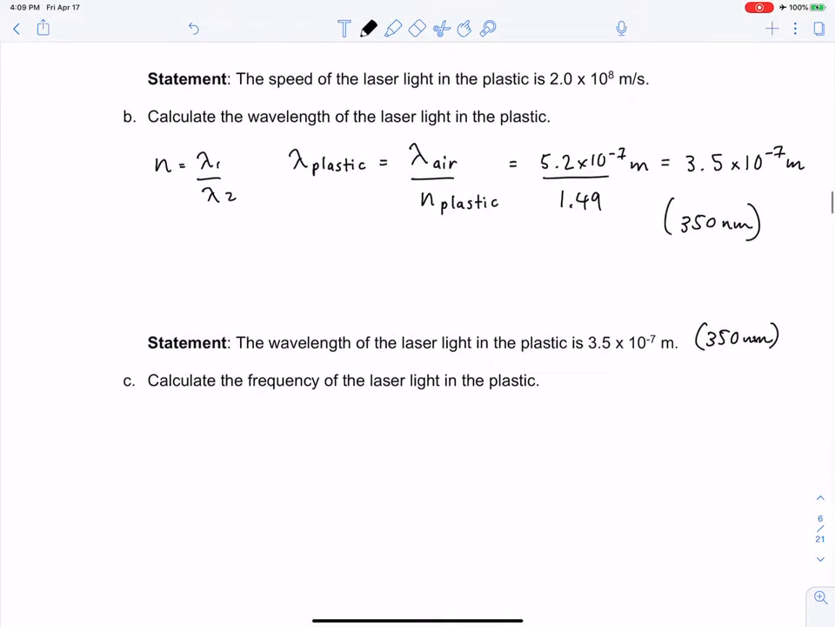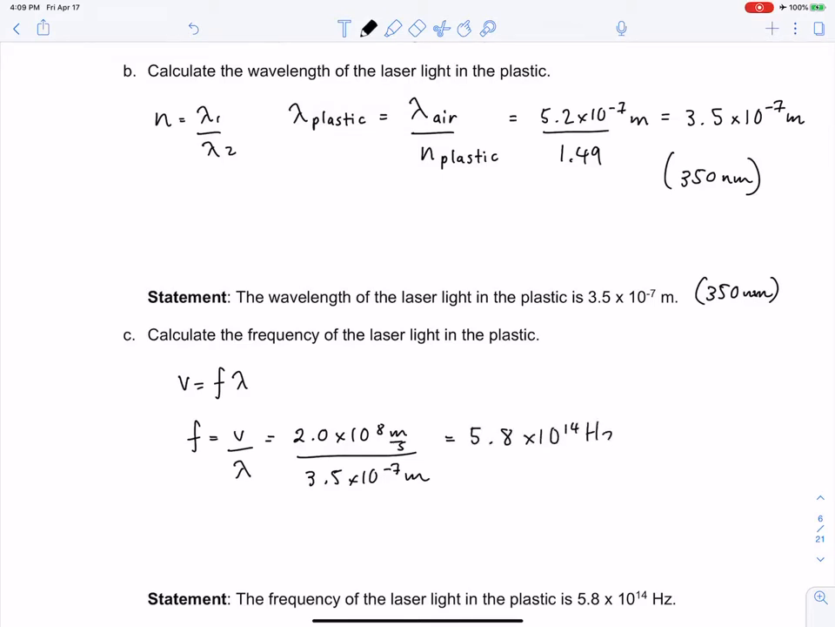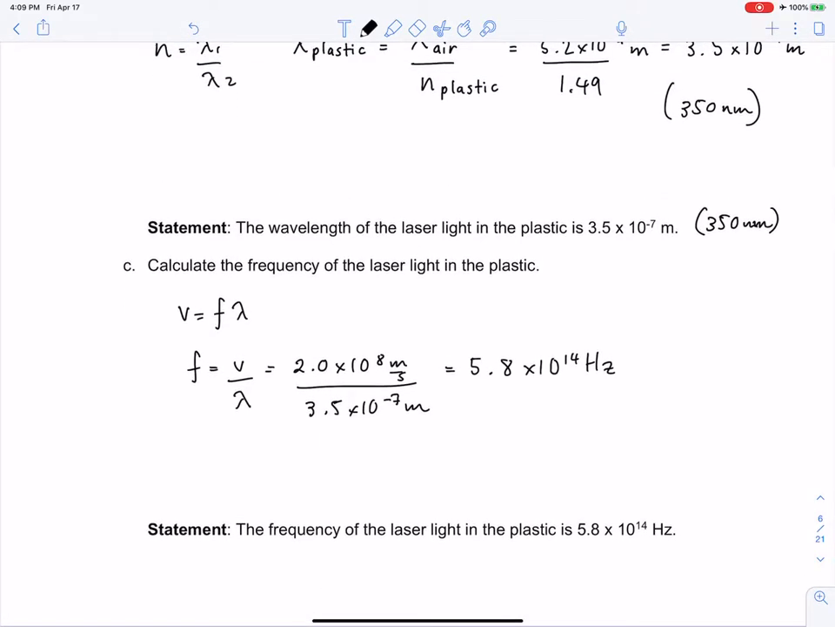Okay, what we want to find in part C is the frequency of the laser light in the plastic. We know from the universal wave equation, v equals f lambda, that frequency is equal to v over lambda. We've calculated this new speed above to be 2.0 times 10 to the power of 8 meters per second. And we know the wavelength in the plastic is 3.5 times 10 to the power of -7 meters, which is 350 nanometers. If we punch it in, we get a frequency of 5.8 times 10 to the power of 14 hertz. So the frequency of laser light in the plastic is 5.8 times 10 to the power of 14 hertz.